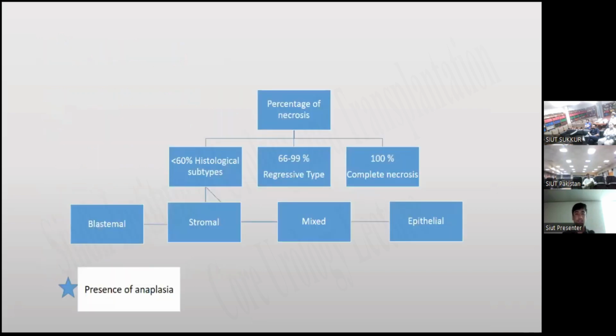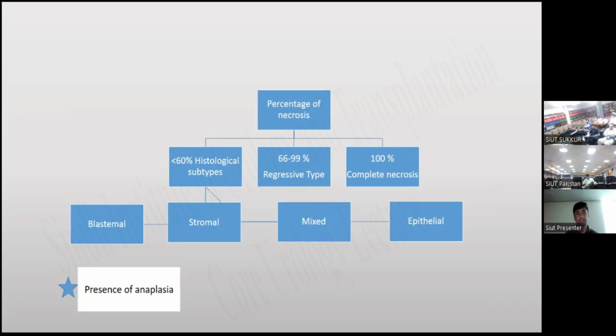So on biopsy, we look for the percentage. If a tumor has a complete necrosis, it carries a very good response and is low risk. If it is of regressive type, or it is of mixed type or stromal type, then it's an intermediate risk tumor. And if it has a blastemal component or there is presence of anaplasia, that means it is high risk. So biopsy gives an idea about how the tumor behaves.